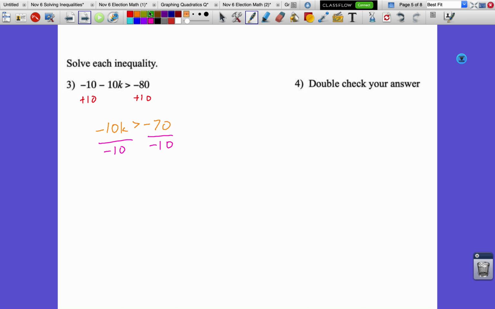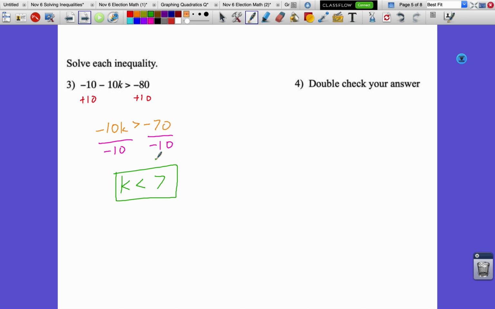But this right here is our trigger to switch the direction of the inequality symbol. If we ever multiply or divide by a negative, we have to switch that symbol. So now we got the inequality k is less than 7. And we're going to see if we switch that correctly, because we're going to double check it right now.